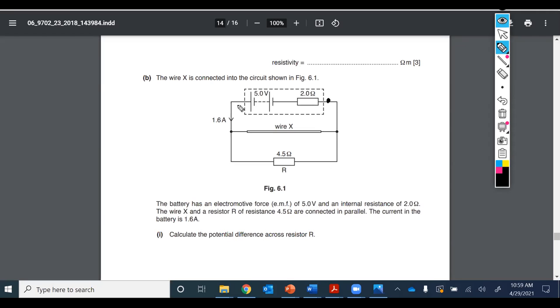If we knew the potential difference across the terminal ends of our battery, then we could say that in a parallel circuit, voltage is the same across parallel branches. Wire X is on a branch, in other words there's a loop right there, and resistor R is on an outside loop. So these are in parallel with each other. The same voltage across this will be across here, and across here.